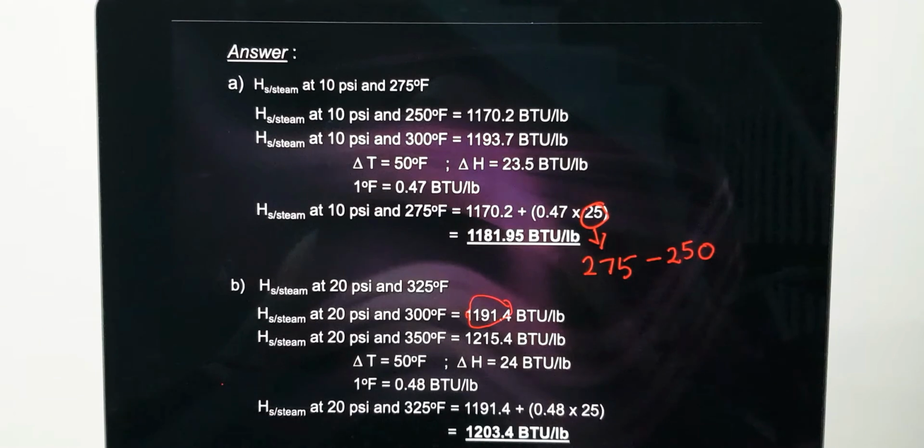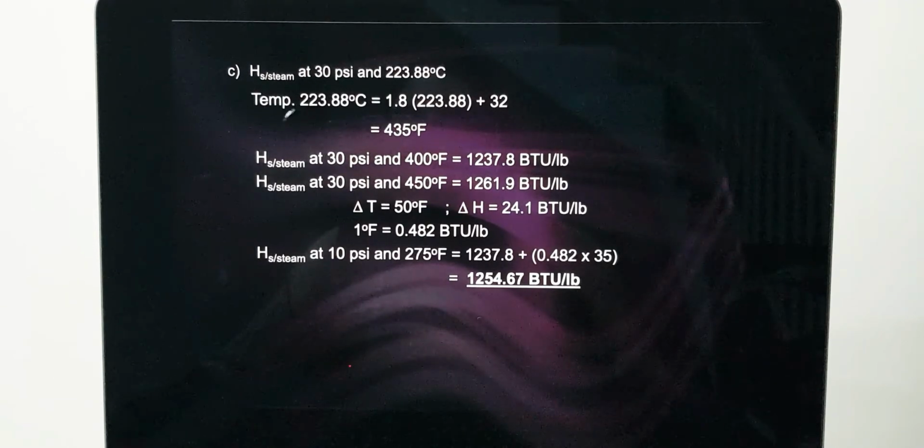The third example: enthalpy of superheated steam at 30 psi and 223.88 degrees Celsius. This is the correct equation for you to convert the temperature from degrees Celsius to degrees Fahrenheit. Convert this temperature of 223.88 degrees Celsius to degrees Fahrenheit, and you should be able to get the value of 435 degrees Fahrenheit.